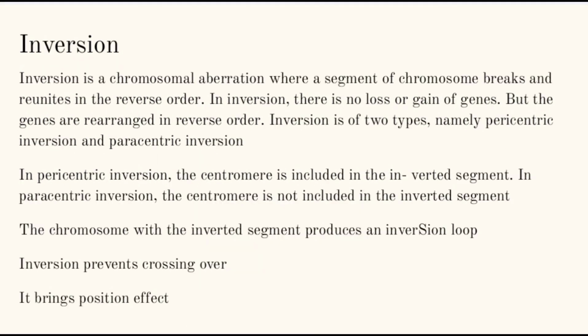Inversion. Inversion is a chromosomal aberration where a segment of chromosome breaks and reunites in the reverse order. In inversion, there is no loss or gain of genes, but the genes are rearranged in the reverse order. Inversion is of two types, namely pericentric inversion and paracentric inversion. In pericentric inversion, the centromere is included in the inverted segment. In paracentric inversion, the centromere is not included in the inverted segment. The chromosome with the inverted segment produces an inversion loop. Inversion prevents crossing over. It brings position effect.